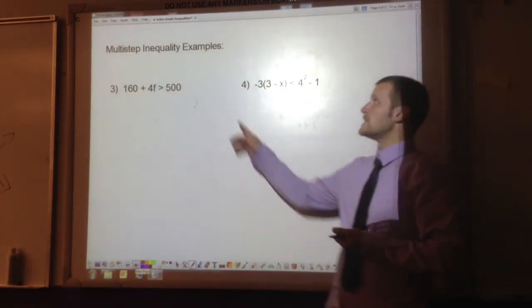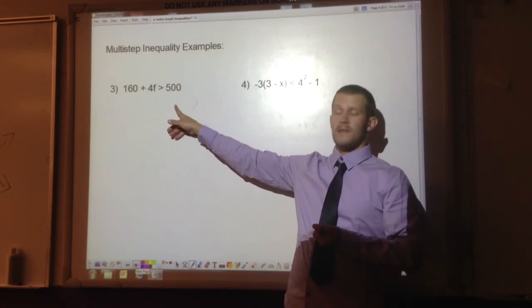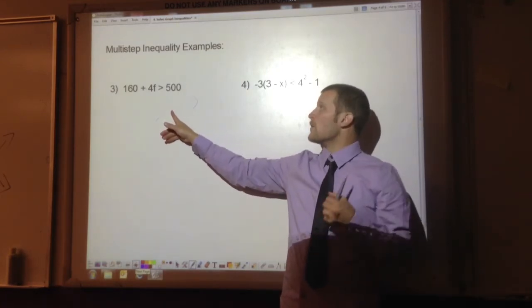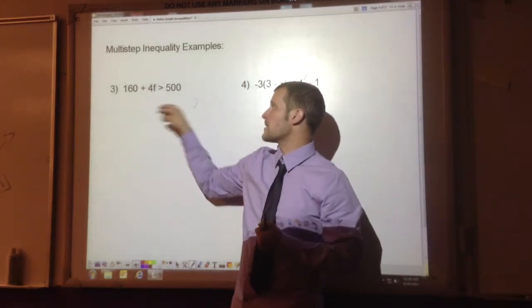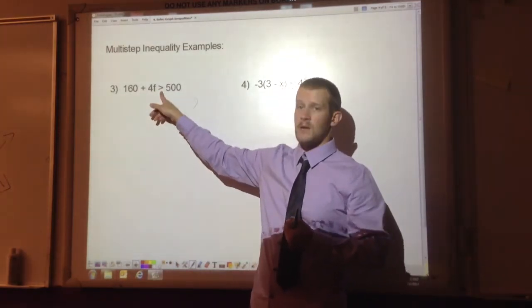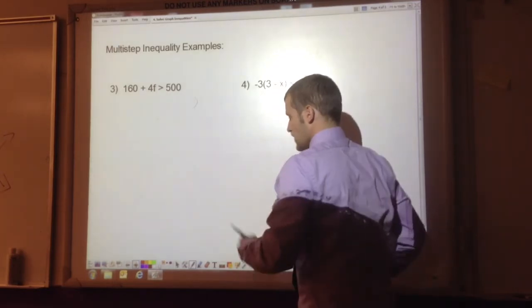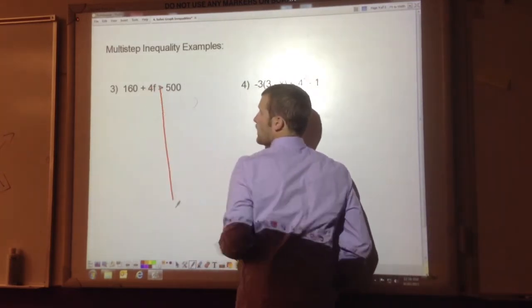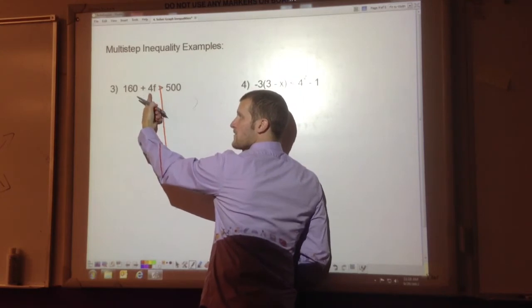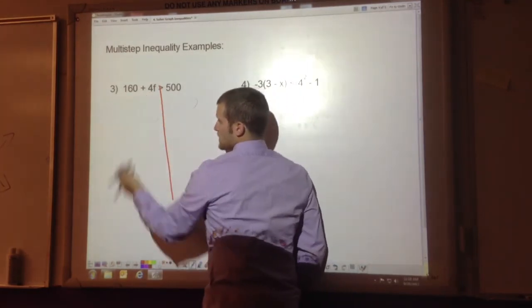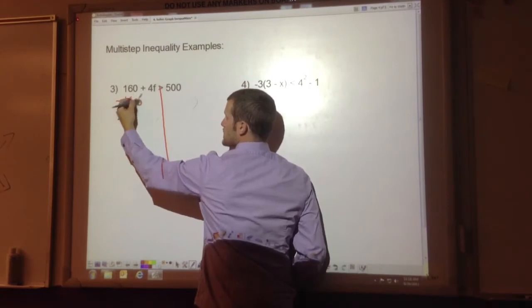Excellent. Multi-step inequalities. These are going to work the exact same way we would expect them to, just as if we pretended they were equations. We only have to be careful about keeping things on the correct side, because with inequalities we can't flip sides the way we can with equations. So, f is here. I know I'm going to have to divide by 4, and I'm going to have to subtract 160. Following PEMDAS backwards, we would subtract the 160 first.